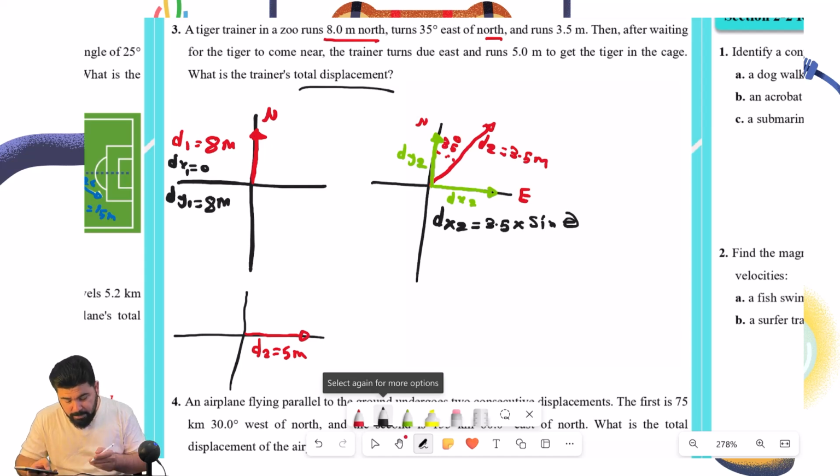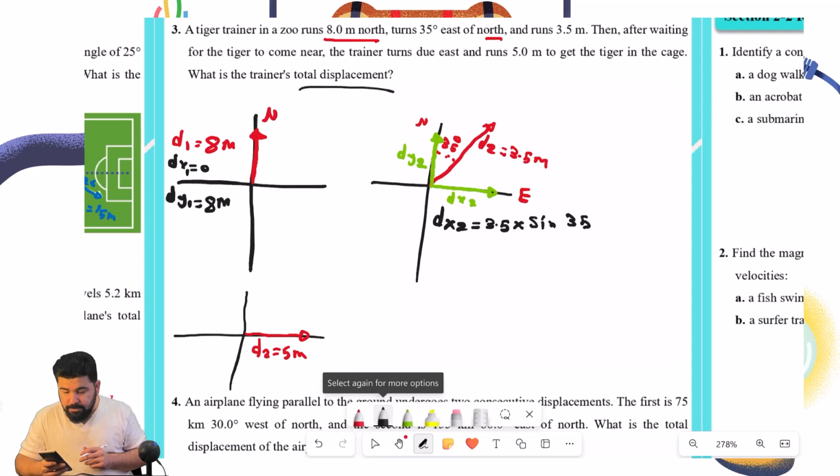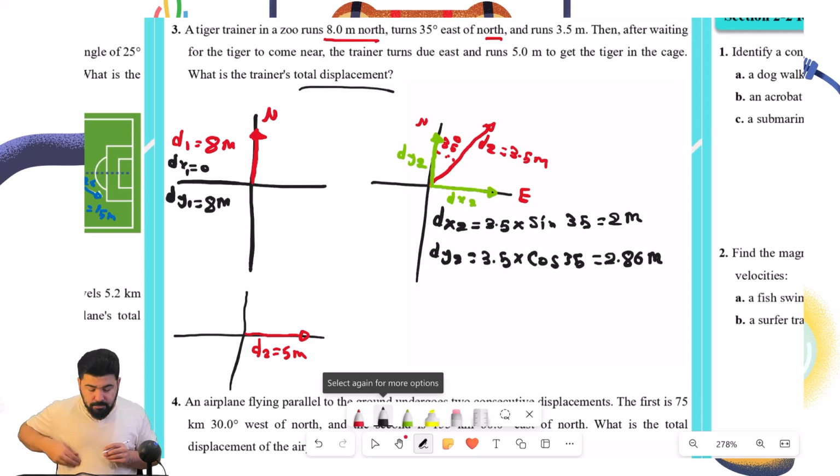Okay, so let's multiply this. 3.5 multiplied by sine theta, which is 35. Multiplied by sine 35, we have 2 meters. Let's calculate dy2. dy2 is equal to 3.5 multiplied by cosine 35. Why cosine 35? Because the angle is made with the y-axis, careful. So 3.5 multiplied by cosine 35, I have 2.86 meters. That is my dy for this one.